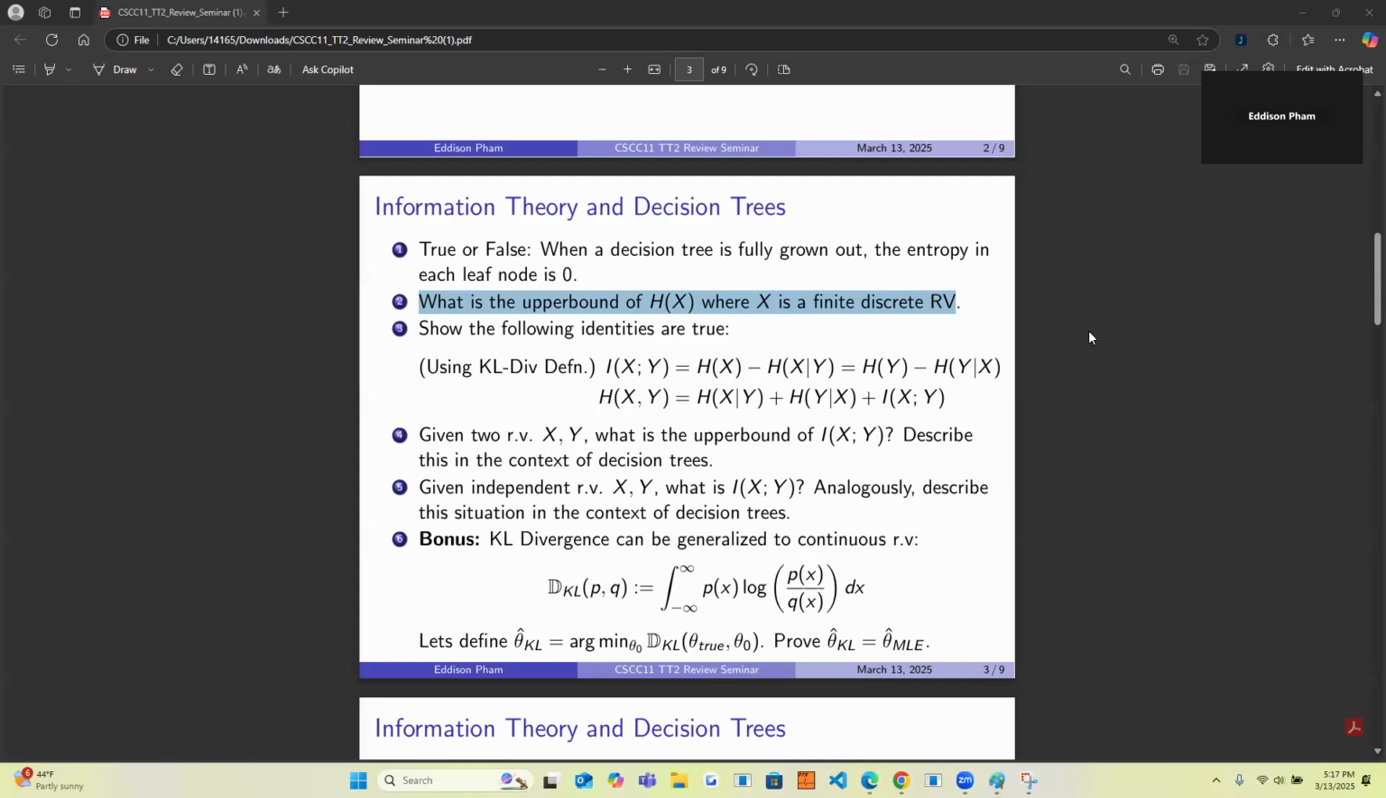Does anyone have an answer? Yes, exactly. The upper bound is the log of the number of values of X. And how did you get that answer? What random variable X should it be such that the entropy is maximized? Think about what the entropy function measures. It measures the randomness of a random variable. So what finite discrete random variable is completely random? What's the first thing that comes to your mind?